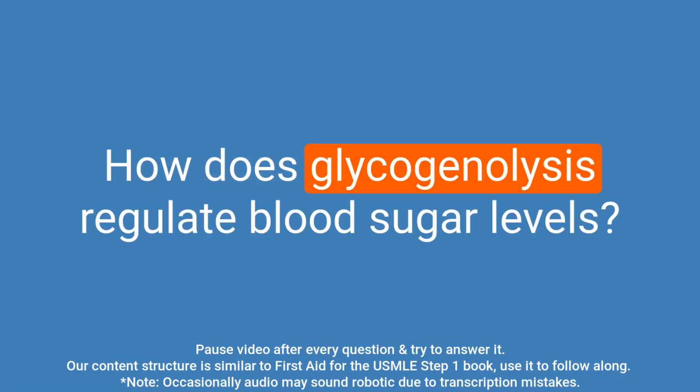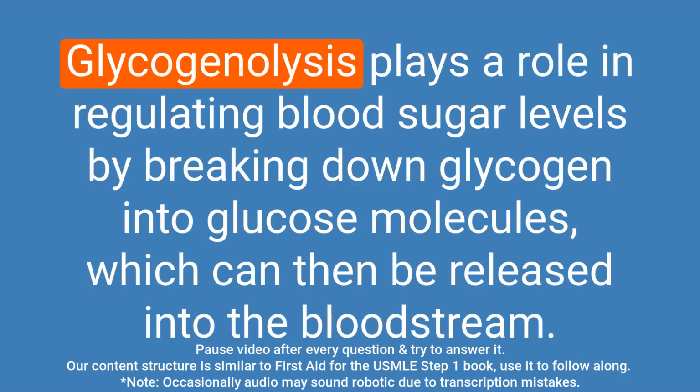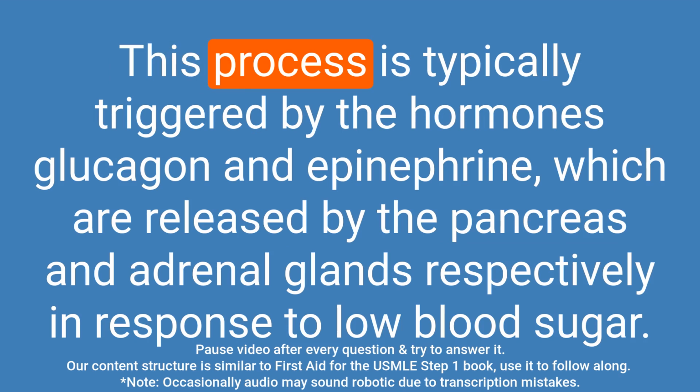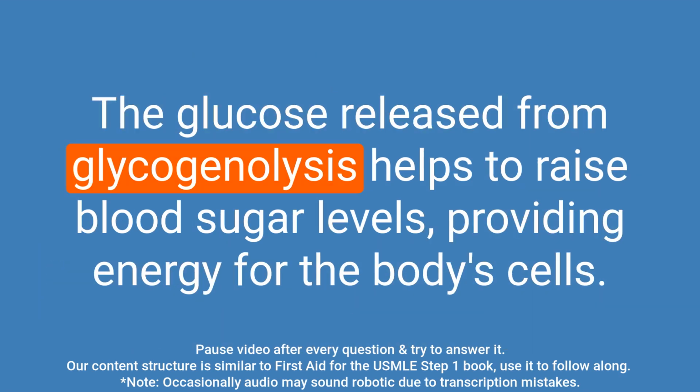Question: how does glycogenolysis regulate blood sugar levels? Answer: glycogenolysis plays a role in regulating blood sugar levels by breaking down glycogen into glucose molecules, which can then be released into the bloodstream. This process is typically triggered by the hormones glucagon and epinephrine, which are released by the pancreas and adrenal glands respectively in response to low blood sugar. The glucose released from glycogenolysis helps to raise blood sugar levels, providing energy for the body's cells.